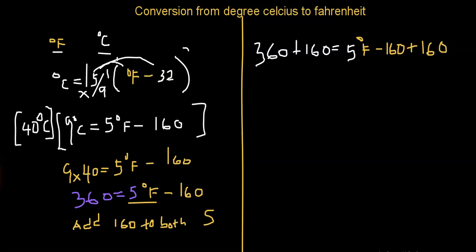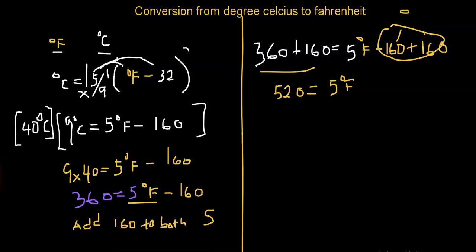Plus 160 again. Now, 360 plus 160 gives us what? If you do the addition, you find out that it is 520. 360 plus 160 gives us 520, which is equal to 5 degrees Fahrenheit. Minus 160 plus 160, everything cancels and it turns to 0. So we are only left with 5 degrees Celsius.